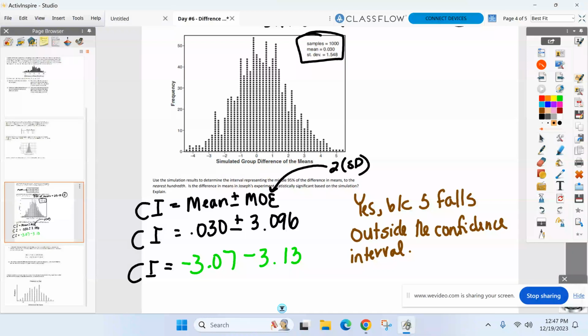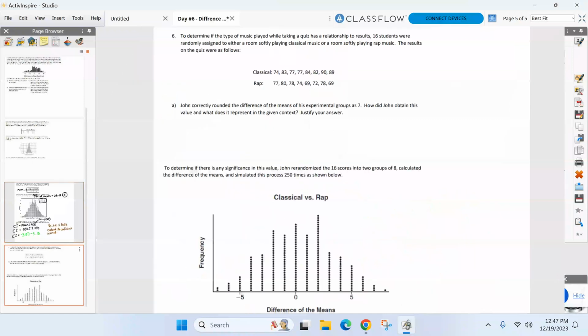Now what I need to show you, what if they don't have these numbers? What if I can't build a 95% confidence interval, but I want to still see if this number is significant or not? Go to the next example. Problem number 6, please.